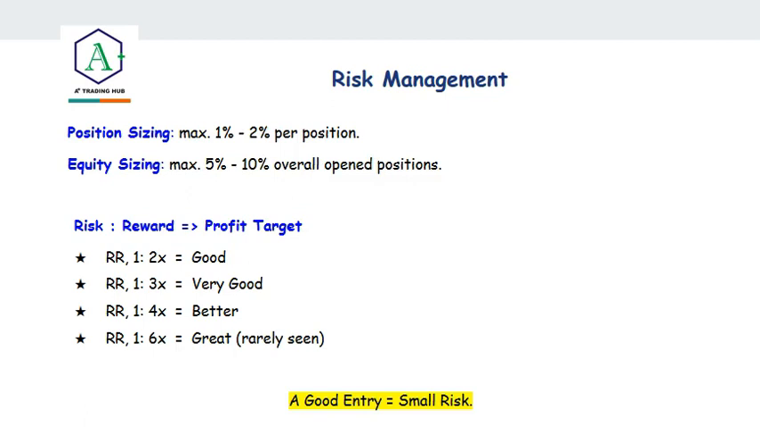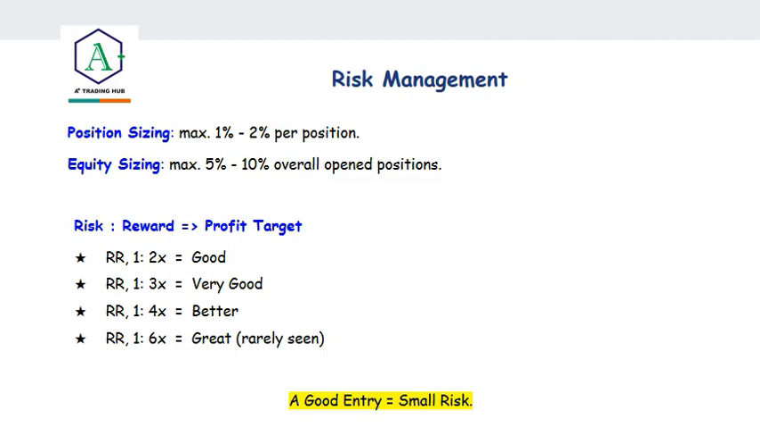The best position sizing for you to use, you should be risking 1 or 2% per position. For example, you want to take a trade, maybe you want to buy EUR/USD. Your risk on that particular trade should not exceed 2% of your capital. For example, let's say your account balance is $2,000, 2% risk is $40. So whenever you are taking a trade, don't risk more than 2% of your trading capital on a particular trade.